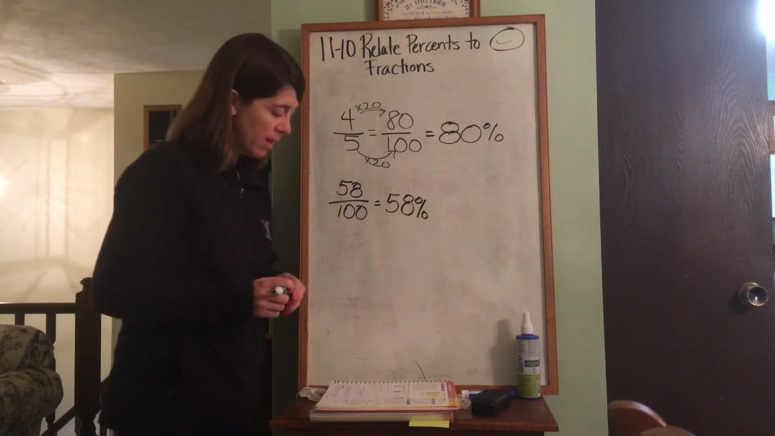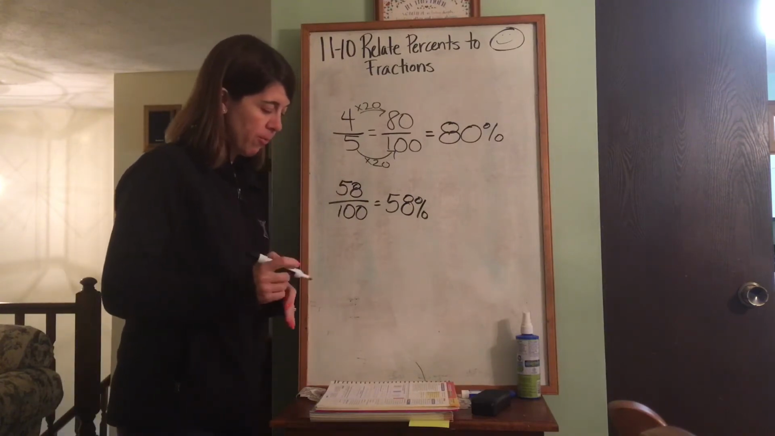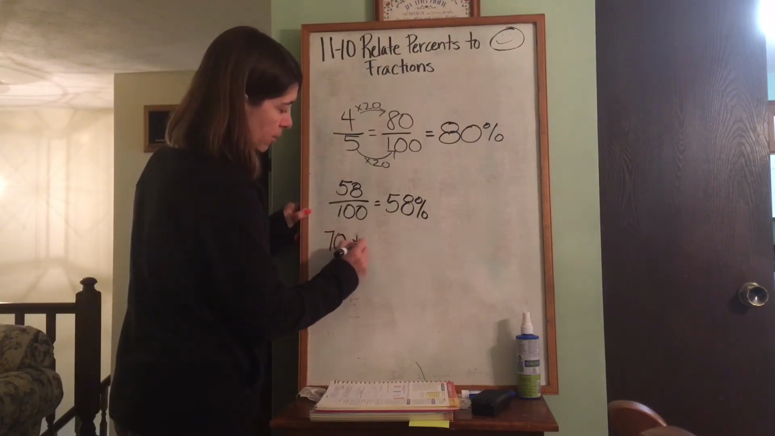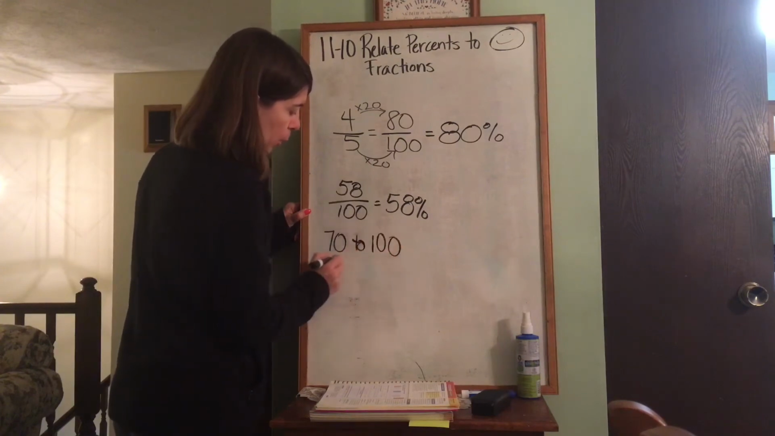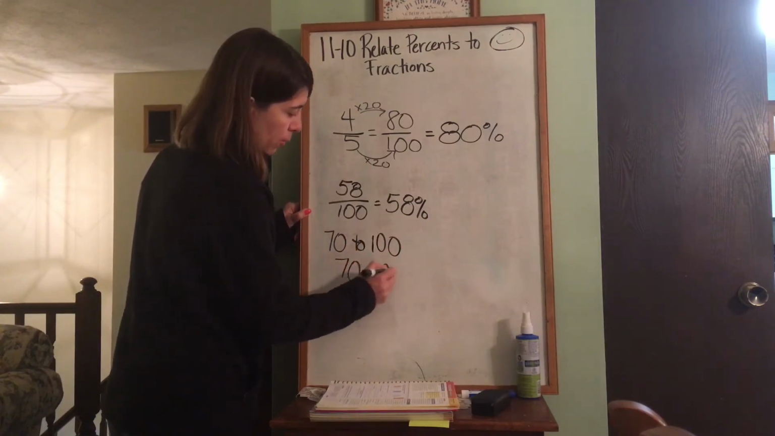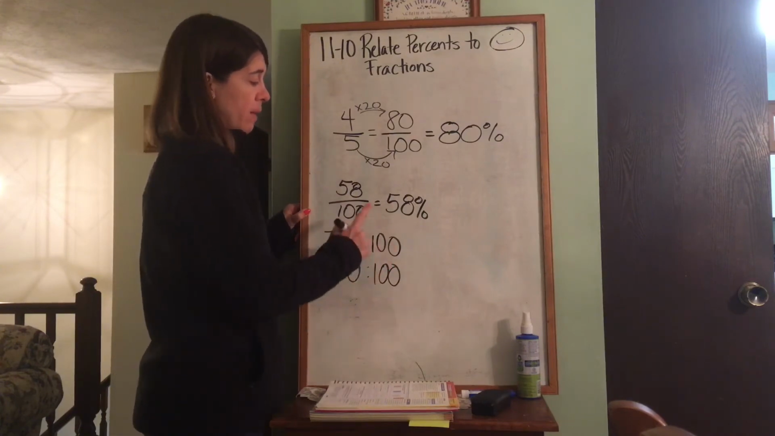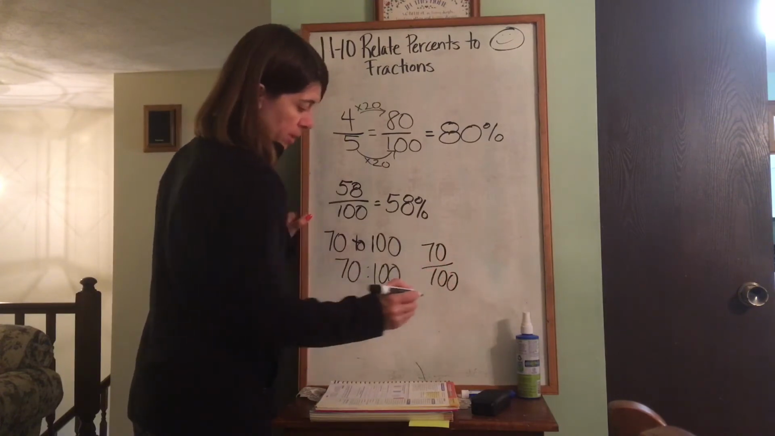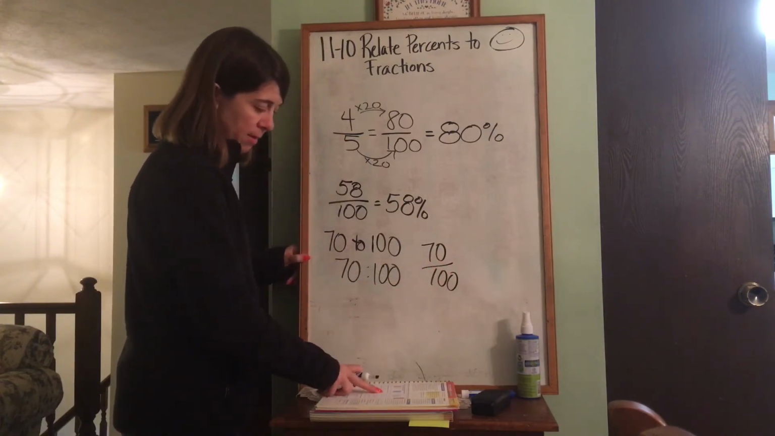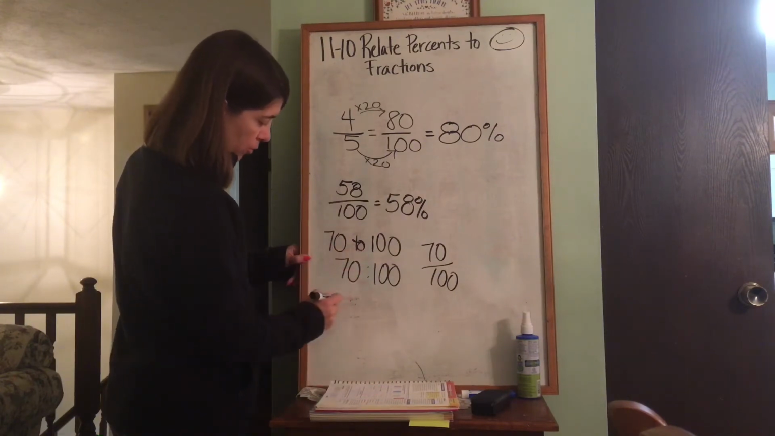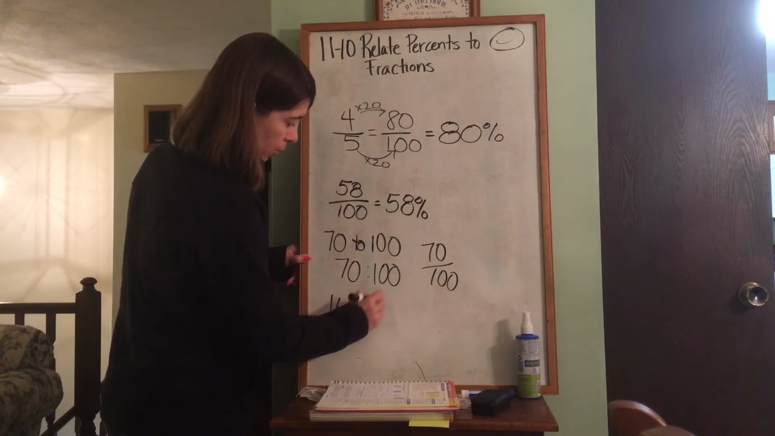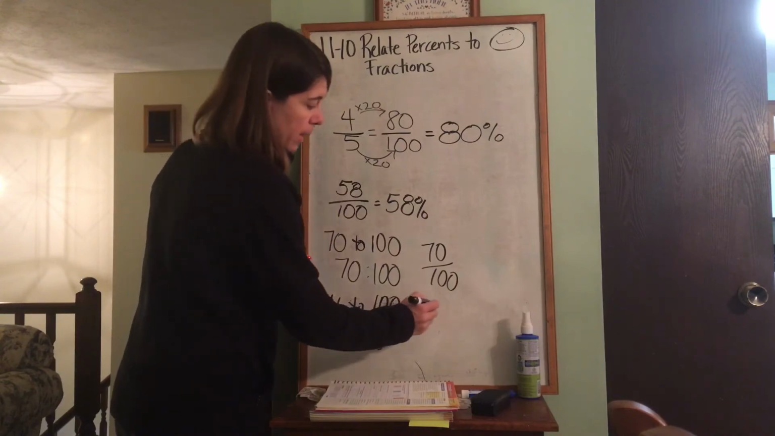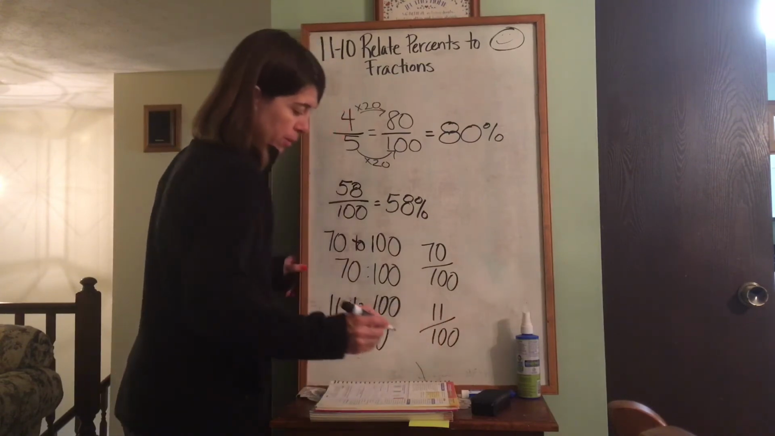Number 4 says write each percent as a ratio and as a fraction. Looking at number 4, it says 70%. So we would change that to 70 to 100, or 70 colon 100 to change that to a ratio. And then to a fraction, again, using this idea up here, it would be 70 over 100. The next one, number 6, is 11%. So you could write that with the word to, 11 to 100, or 11 and then the colon 100 to show ratio. And again, your fraction is 11 over 100.